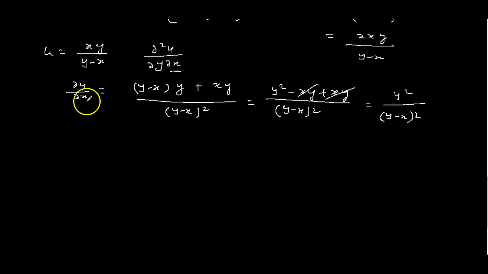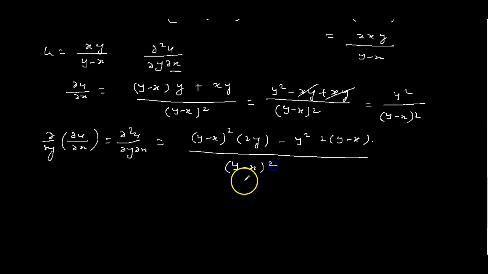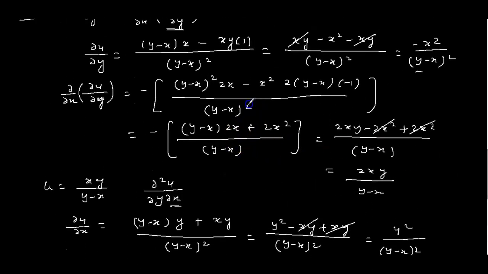Now this del u by del x we have to differentiate with respect to y. So del square of u by del y del x. So u by v has to be applied. So y minus x whole square, and y square differentiation is 2y, minus y square as it is, and this one's differentiation is 2 times y minus x, into y differentiation is 1 and x is 0, divided by y minus x whole square. And this whole to the power of 4 will come. Here also this becomes 4, so if you cancel 1 here, it becomes 3.